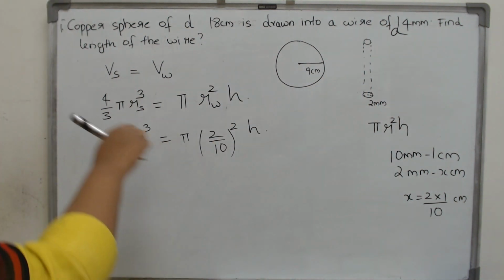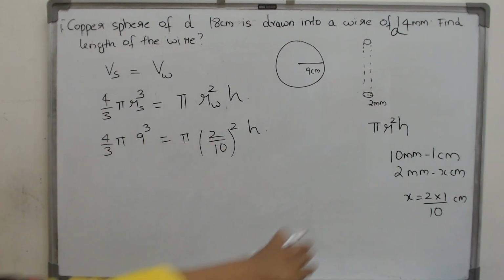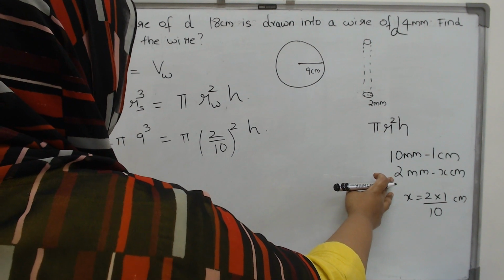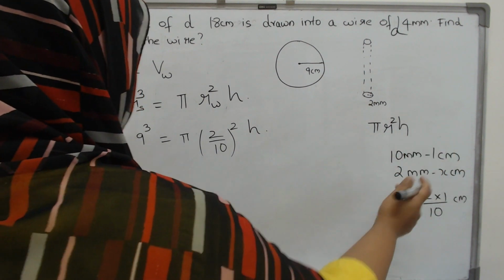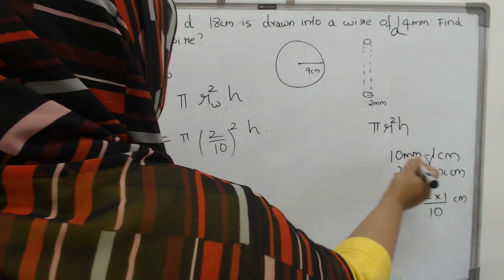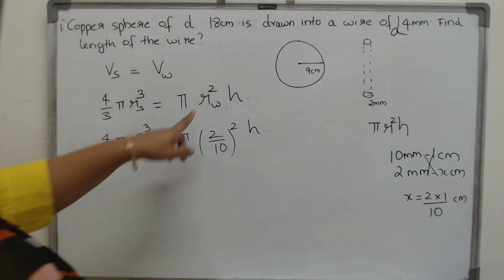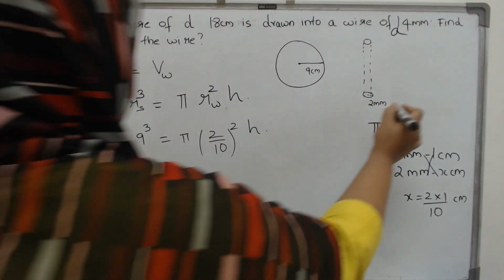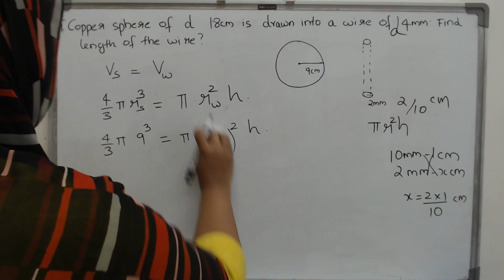Now remember, you cannot equate a centimeter to a millimeter. All your units should be same. You should make your millimeter into your centimeter. How will you do that? 10 millimeter is 1 centimeter. So how much is 2 millimeter? Write all your millimeters to one side, your centimeters to one side, and cross multiply. When you cross multiply, you get 10x is equal to 2. That means x is equal to 2 by 10, or in other words, this is 2 by 10 centimeter. Now both of this you have made into centimeter. Only then we can work with it. What is 2 by 10? You cut it and you will get 1 by 5.